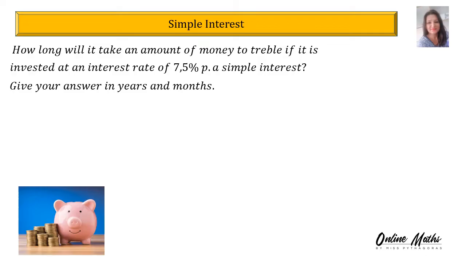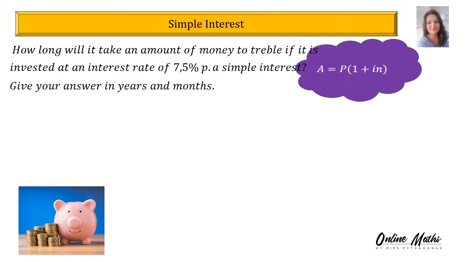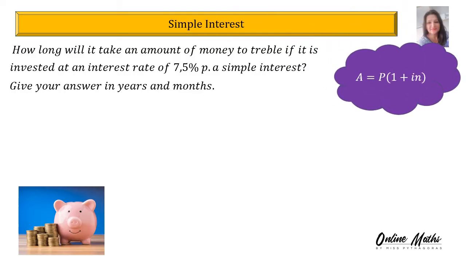The first thing that we will be looking at is simple interest. And the formula for simple interest is A is equal to P bracket 1 plus i times n. And this formula is on the formula sheet.